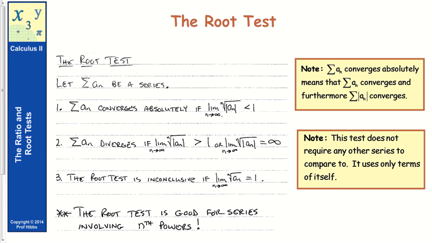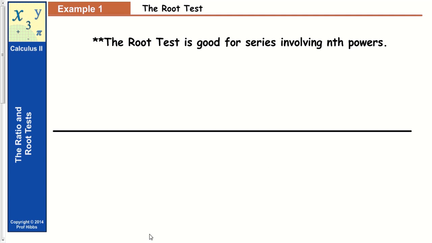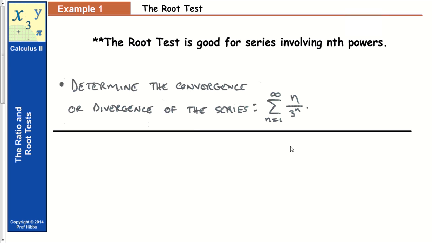Well, let's look at an example. This is just emphasizing again that the root test is good for series involving nth powers. In this very first example, we're supposed to determine the convergence or divergence of the series, the sum from n equals 1 to infinity of n over 3 to the n power. This looks related to a geometric series, but it's not a geometric series because we have the n up here. But we do have an nth power, so that's the reason I'm thinking of the root test.